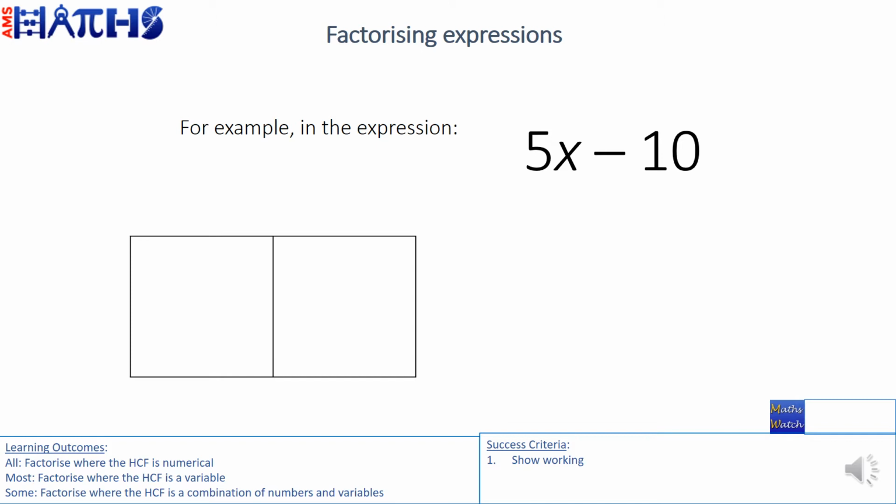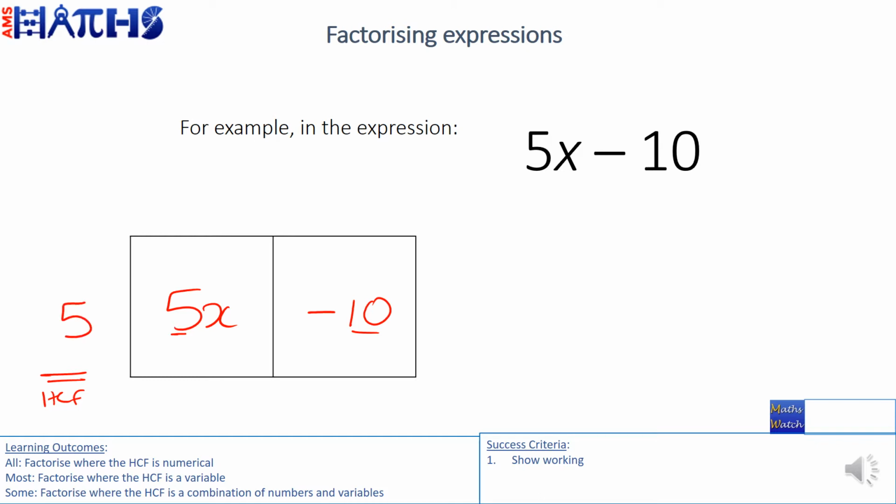Let's look at another example. So I'm going to write the question in the box: 5x and minus 10. Keep the sign. Our highest common factor will come to the left. And so now we can check what is the biggest number that will divide 5 and 10 without leaving a remainder, and that number is 5.